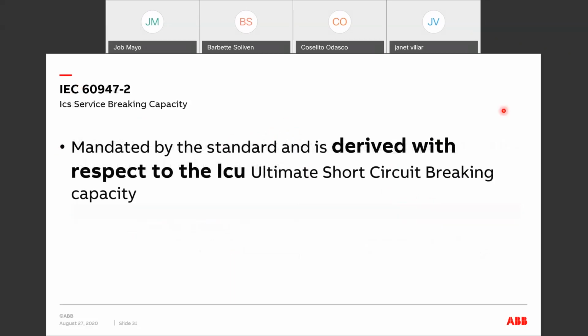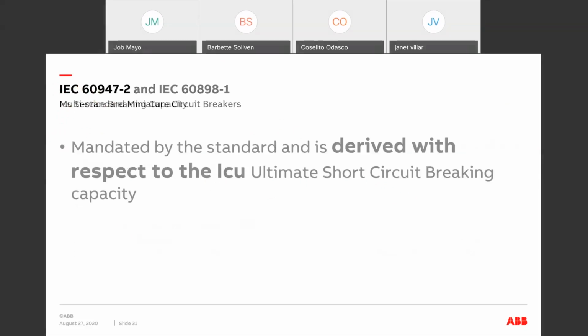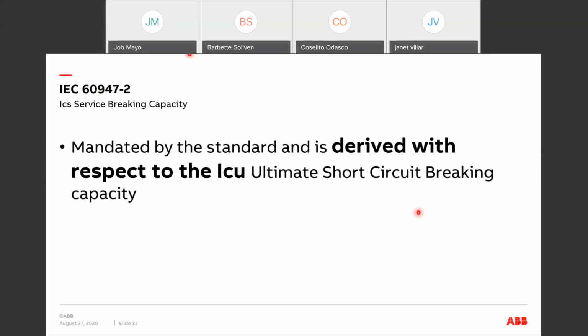And then let's move forward with the IEC 60947-2. As mandated by the standard, the ultimate short circuit breaking capacity ICU is the reference for the ICS, or the service breaking capacity. There's a certain test sequence in order to achieve the ICS value of the circuit breaker under 60947-2. Later, I will show you the test sequence once we move forward with the specification of the miniature circuit breakers.